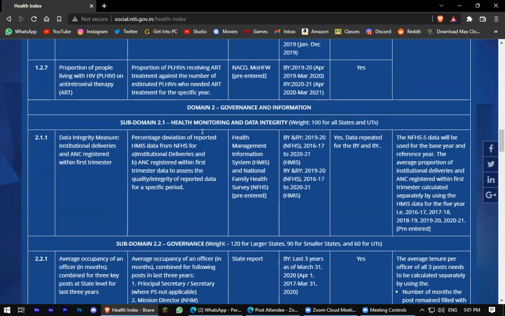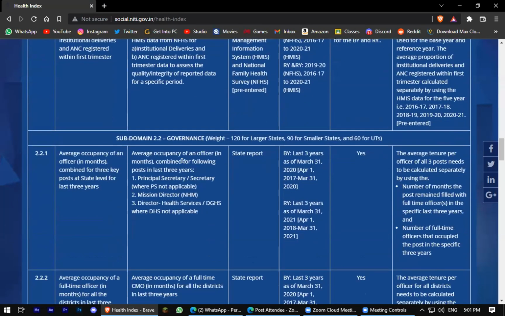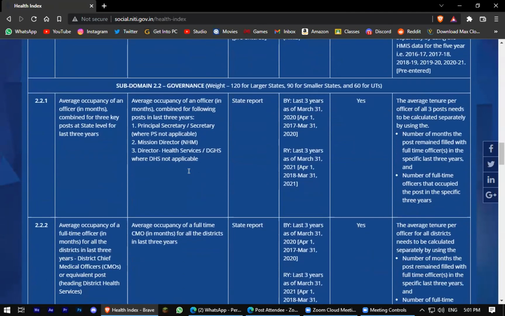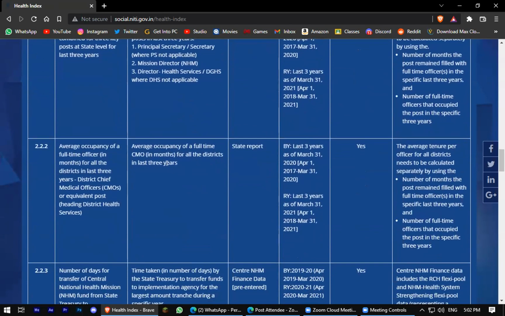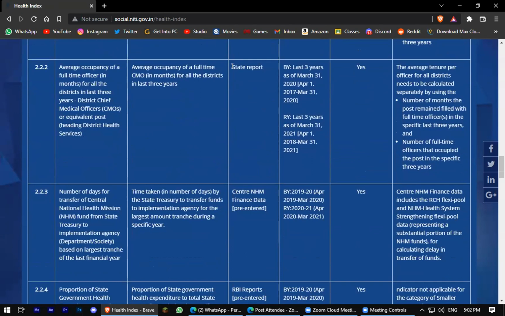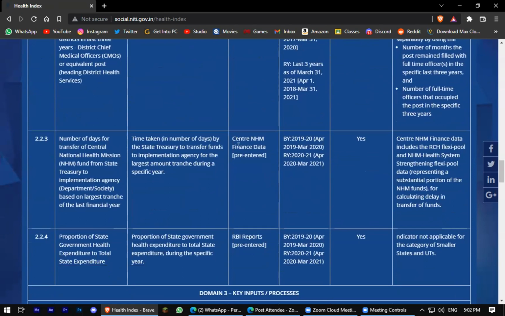Even for the health monitoring system, percentage of deviation of reported HMIS data from NFS. Suppose I'm saying that 10 people are registered here. If I take an error of 1%, that is, one will not be there. So how much deviation is there as per the data? Average occupancy of an officer for the last 3 years. Average occupancy of full-time CMO in months in all the districts in 3 years. That is state, and as per the state report we are doing, time taken in number of days by state treasury to transfer under central NHM finance data.